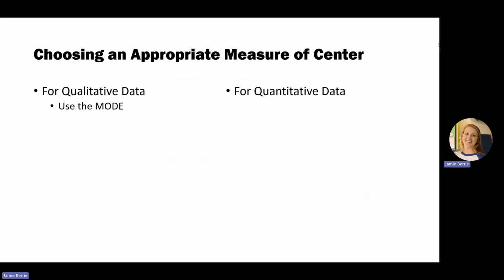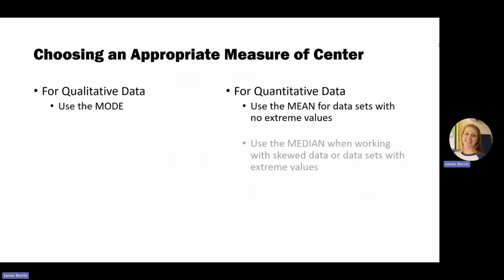For quantitative data, you're going to use the mean for data sets that have no extreme values. So if you don't have any outliers, which are those really extreme values, something that's a lot larger or a lot smaller than the other values in your data set, in that case, you can use the mean. If you have skewed data sets, so skewed left or skewed right, then you may want to consider using the median for your measure of center.